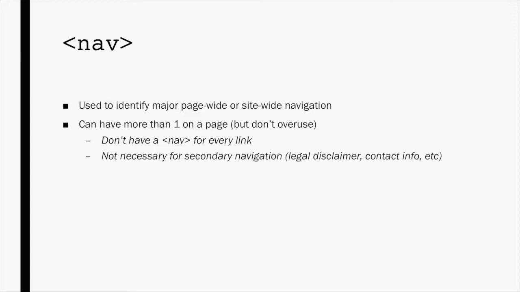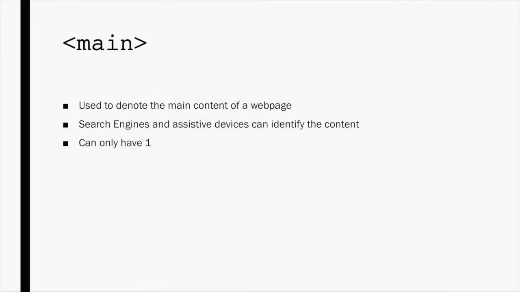Whether it's the main navigation, a footer navigation, an article navigation, regardless of what it is, if it is a navigation for other pages on the site, it is considered a navigation. You don't need to have nav for every link. Again, just like I listed on Unit 1, you don't need to create nav around items that are not navigation. It is not necessary for a secondary navigation, such as legal disclaimer, contact info, etc. So don't overuse this.